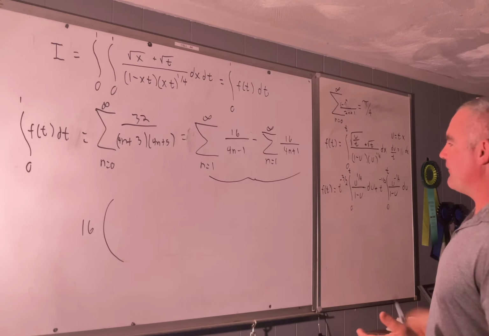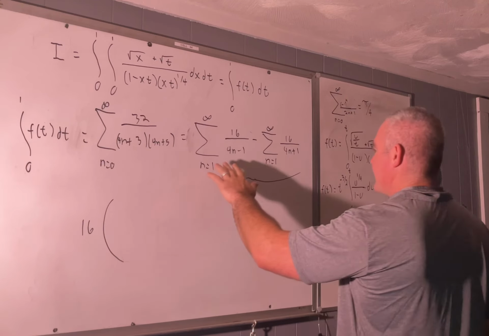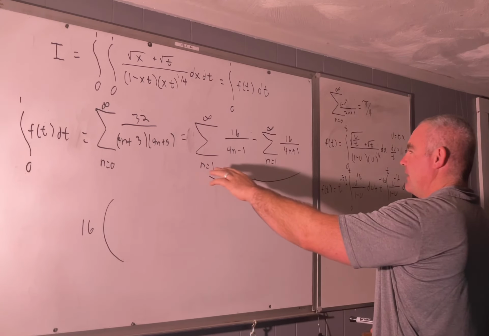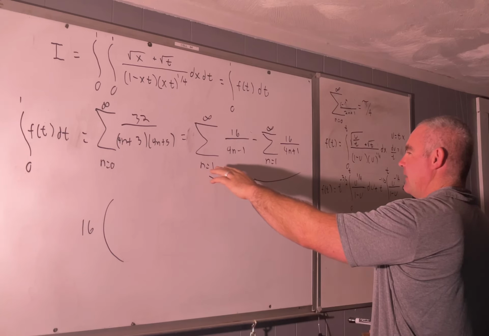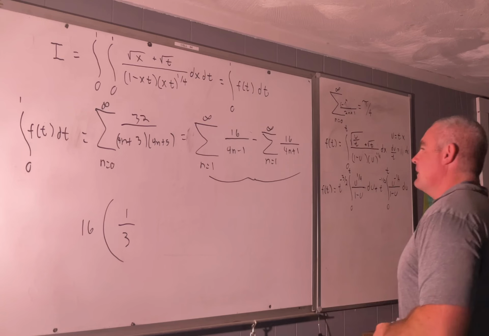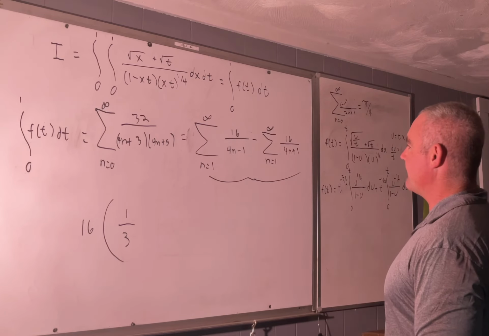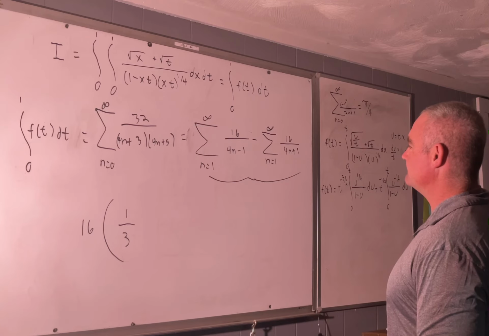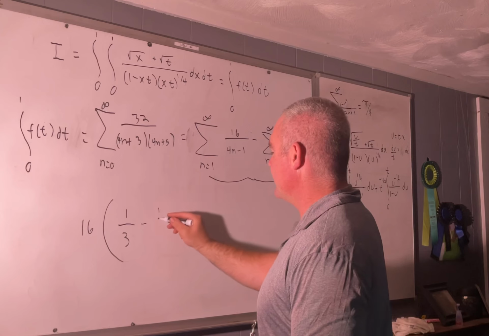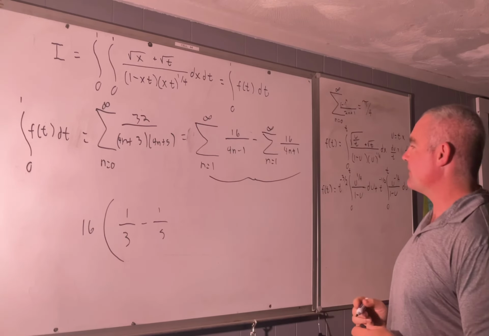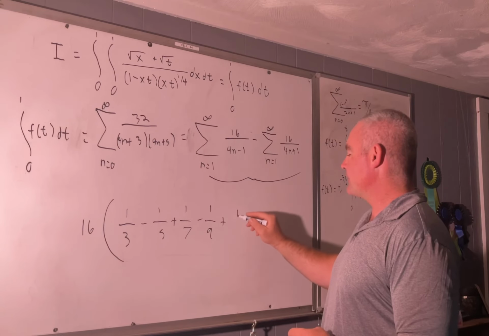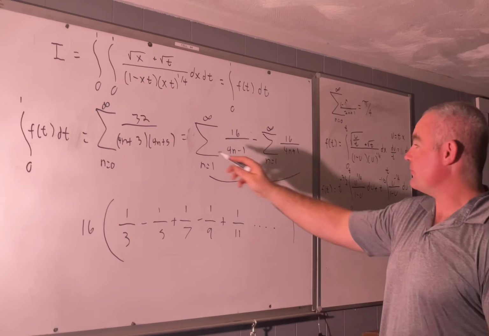All right, so now what are we going to have? Let's see, our n equals 1 term. We already took care of the 16, so we're going to have a 1 over 3. And then we have this one too, so n equals 1 term, that's going to be a 1 over 5 minus 1 over 5. And then our n equals 2 term plus 1 over 7 minus 1 over 9 plus 1 over 11, and so on, so on, so on. That's what you get if you add these two sums together.